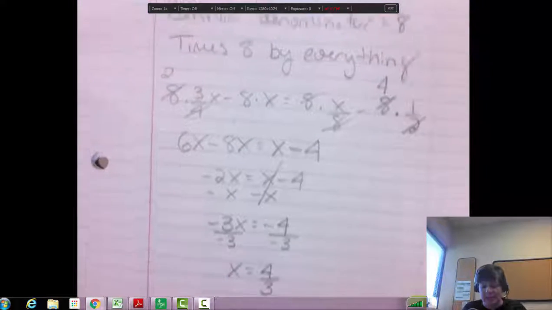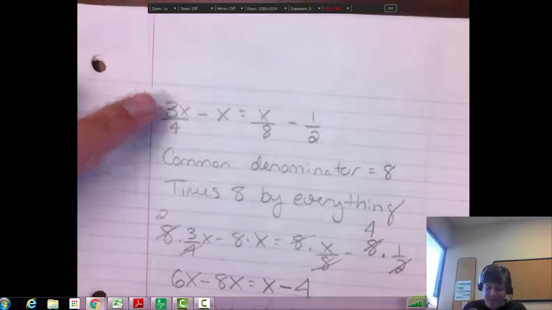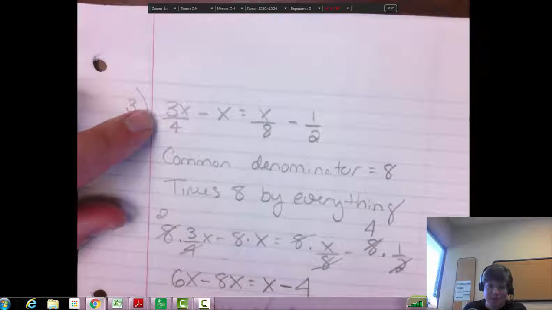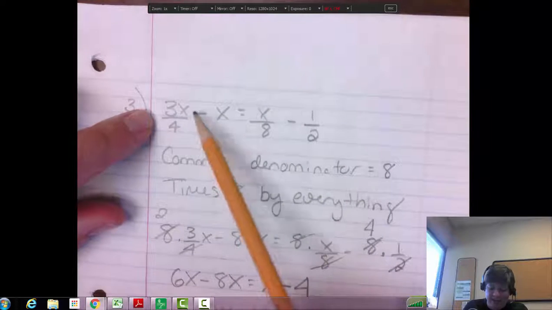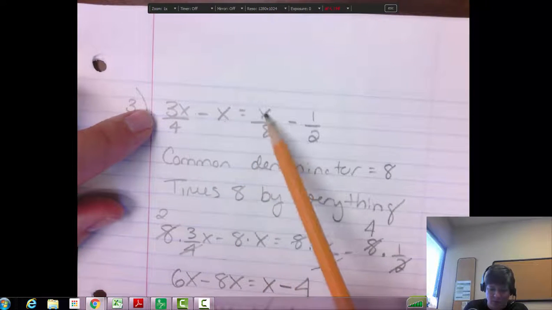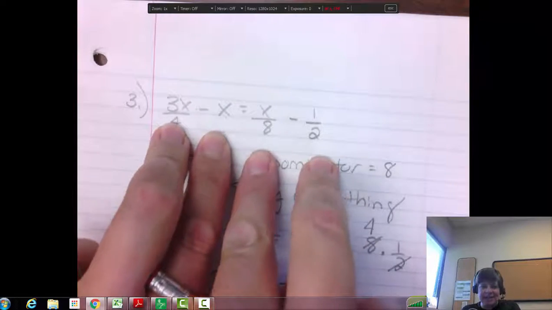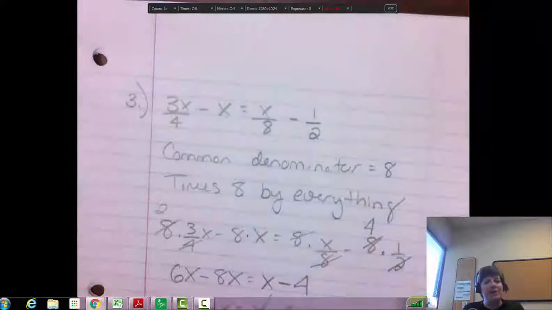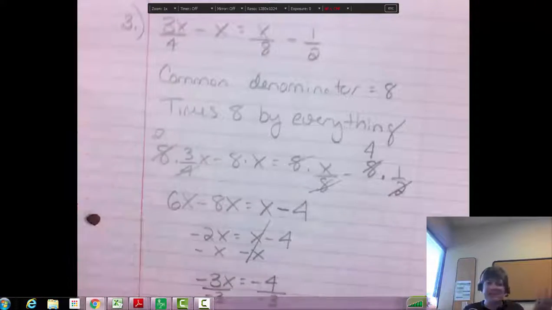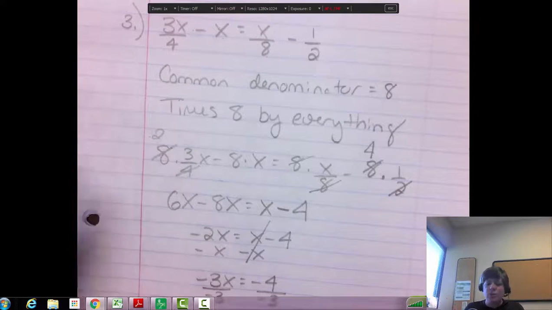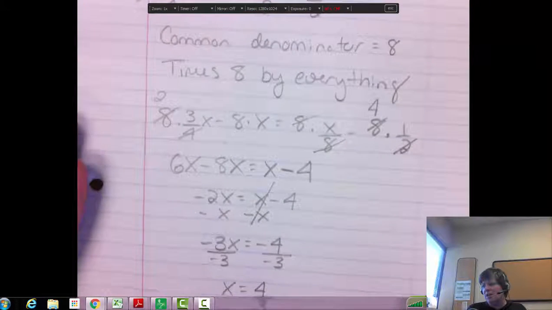Man, how would I check that? With a calculator, right? I'd go back up. I'd take 3/4 times 4/3 minus 4/3 equals 4/3 divided by 8 minus 1/2. These two sides will equal each other. So using a calculator to check those, you'll get a decimal, that's fine. It's a great way to check your answer.